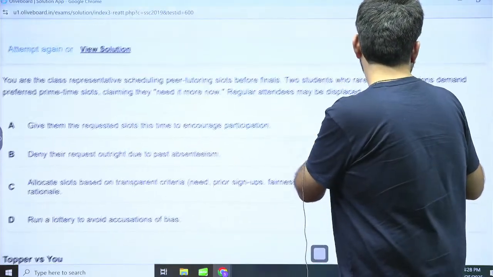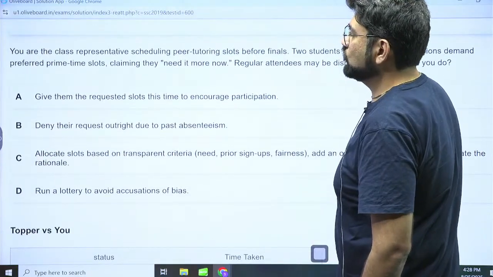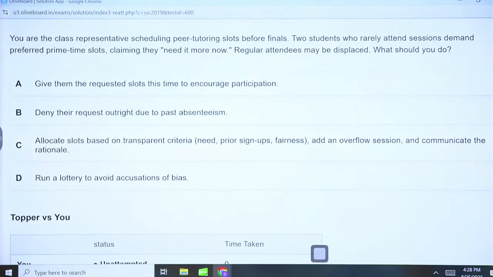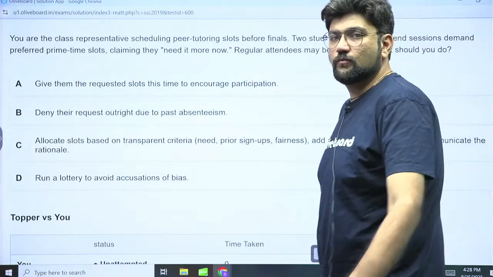You will need time here. Time means you will need time to read here. So I'll just move outside the scope of the screen frame. Just look at this now. You are the class representative scheduling peer tutoring slots before finals. Two students who rarely attend sessions demand preferred prime time slots, claiming they need it more now. Regular attendees may be displaced. What should you do? As a responsible person, what would you do in this situation?